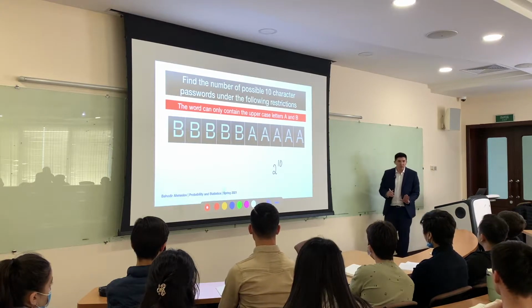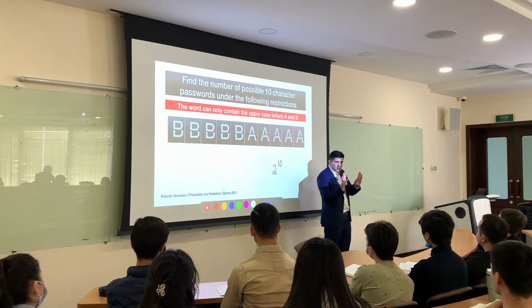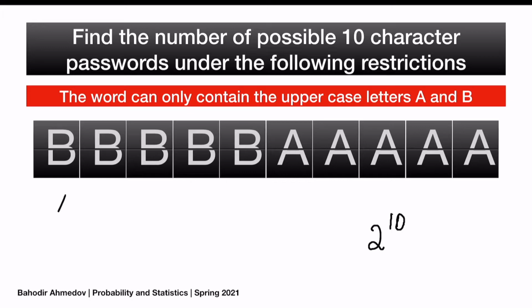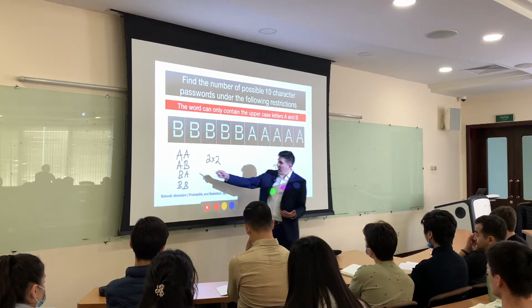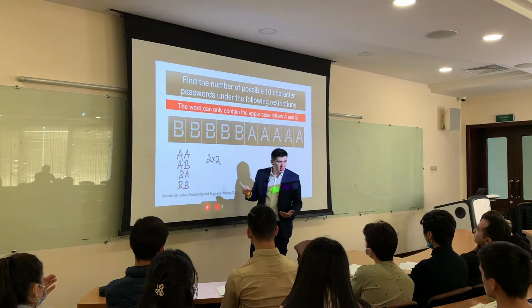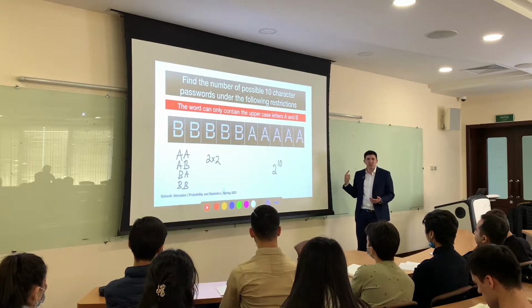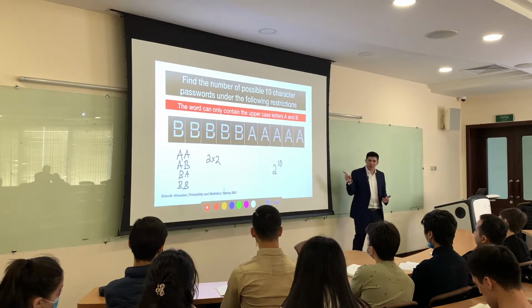Okay? Is it clear? For example, if you would just have 2 boxes, 2 digits, then there would be like AA, AB, BA, BB, right? 4 different passwords could be created for just 2 boxes. And the logic is 2 times 2, because you've got just 2 boxes, and for each box, you can choose 2 different options. Either A, either B. Okay? So that's why it's going to be the multiplication of the 2 times. But if you have 10 digits, then you have to multiply 2 10 times. So that's why it's going to be 2 to the power of 10.